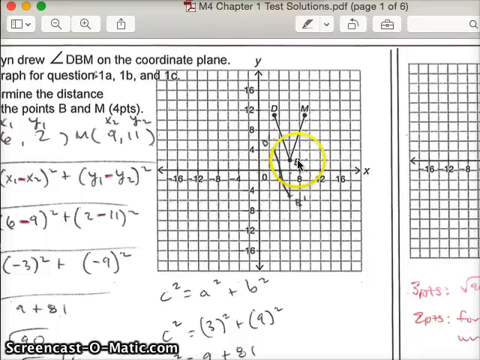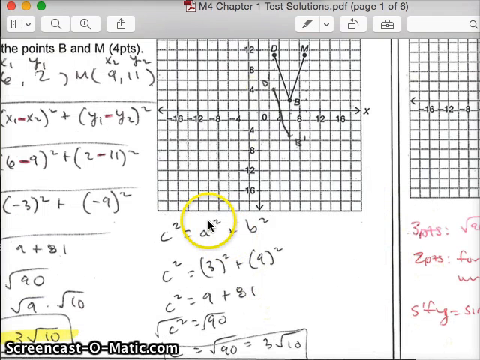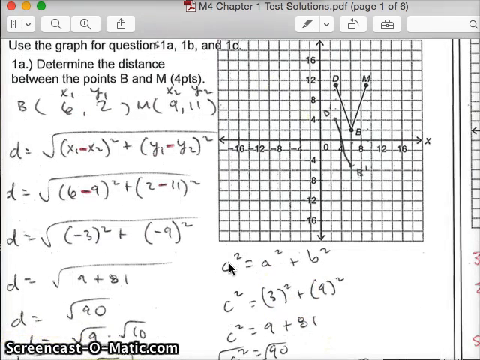You can count from here, making a little triangle. That's 2, and then this would be 3. So a little triangle leg here would be 3. And if you count it up, 2, 4, 6, 8, 9. 9 would be the other leg. So that would be 3 squared and 9 squared. It's a different way of finding it.